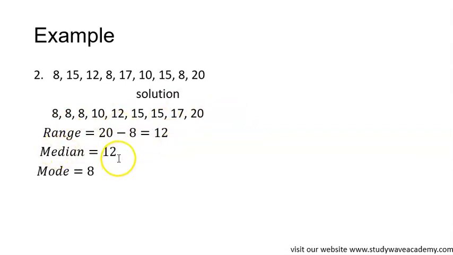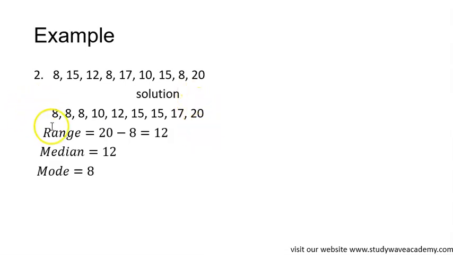Now to get the median, how many numbers do we have? 1, 2, 3, 4, 5, 6, 7, 8, 9. We have 9 numbers. That is an odd number, so the middle number will just be one. So let's look for the middle number.